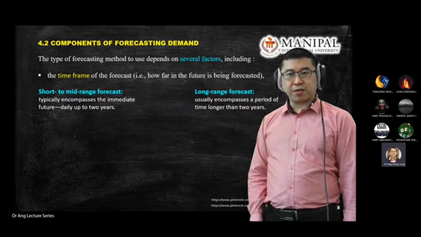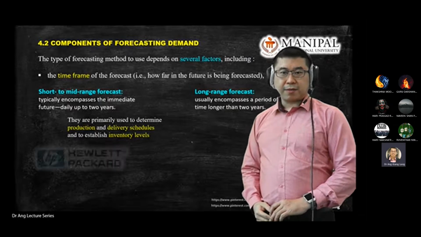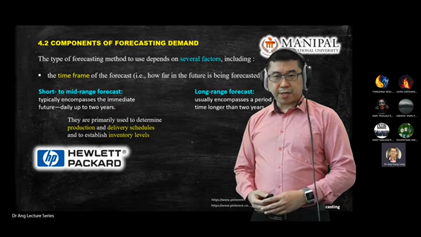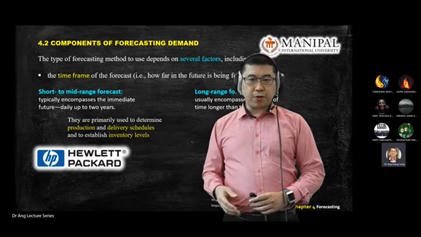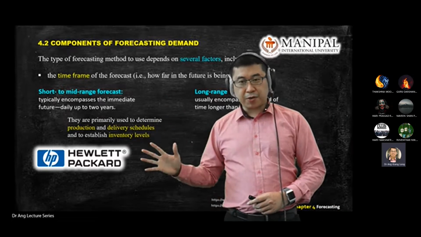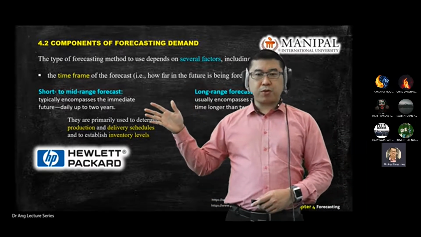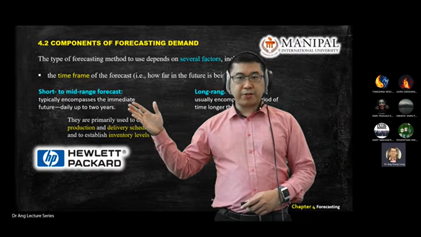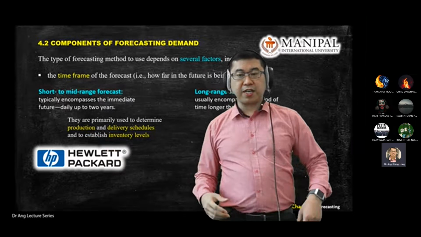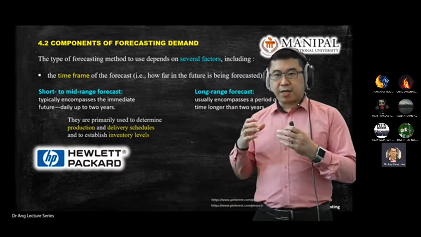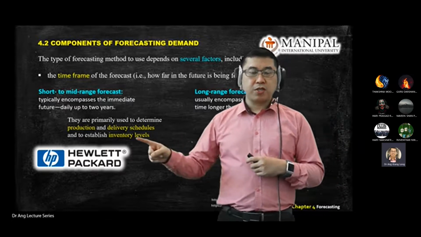Long means more than 2 years. And the rest is just examples. So short range is normally for production, right? This is more in the industry application. So where do people do short to mid-range forecast? Normally related to delivery or production, because for delivery you need to receive the parcel in a very short time.